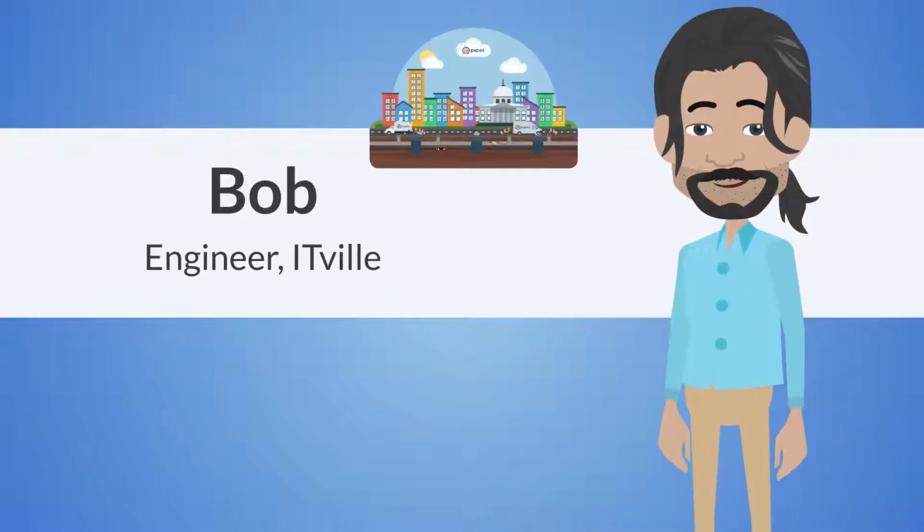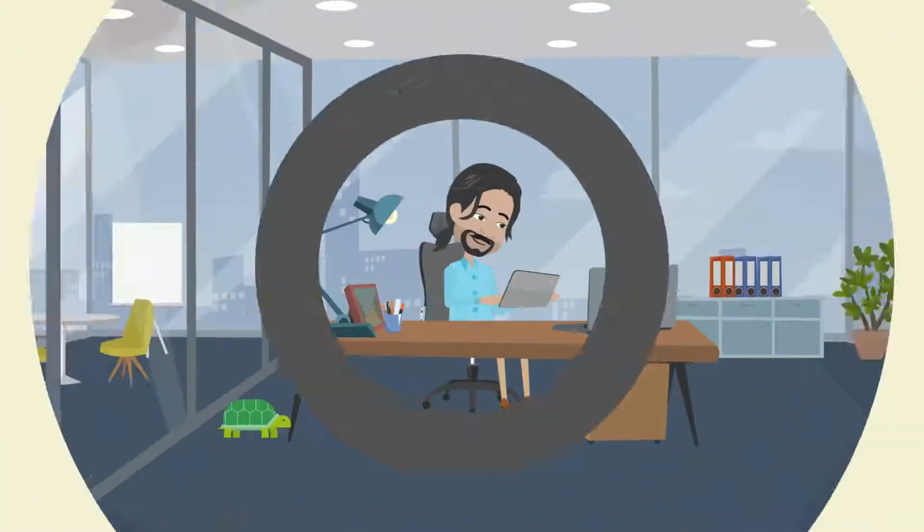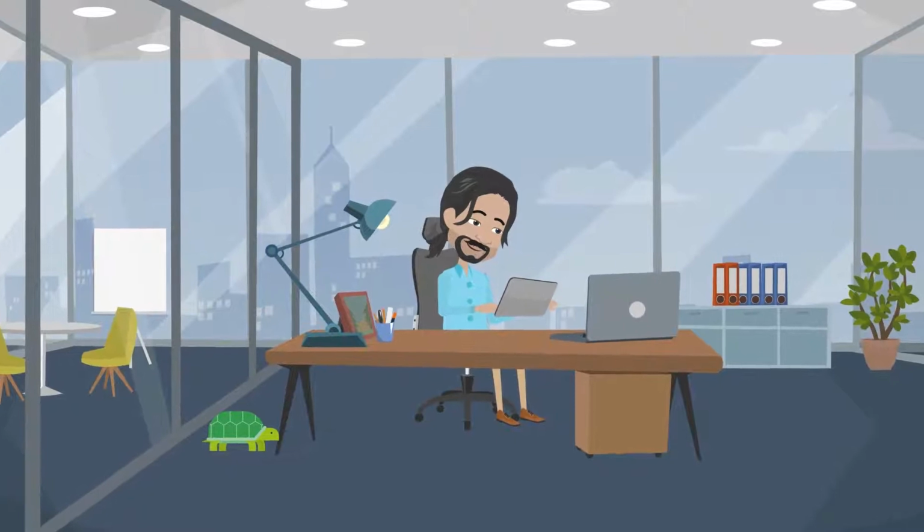Bob is an engineer in ITville. Bob is in charge of proactively organizing ITville's pipe repairs, replacement, and renewal to prevent emergency problems. This helps to keep the residents of ITville happy. Bob uses ITpipes SmartTabs to do this.